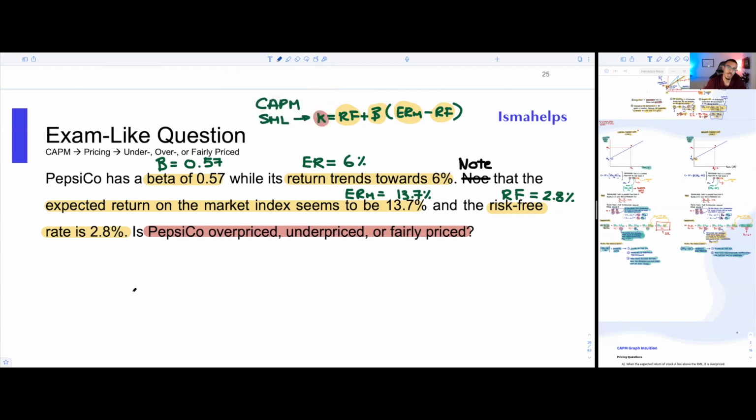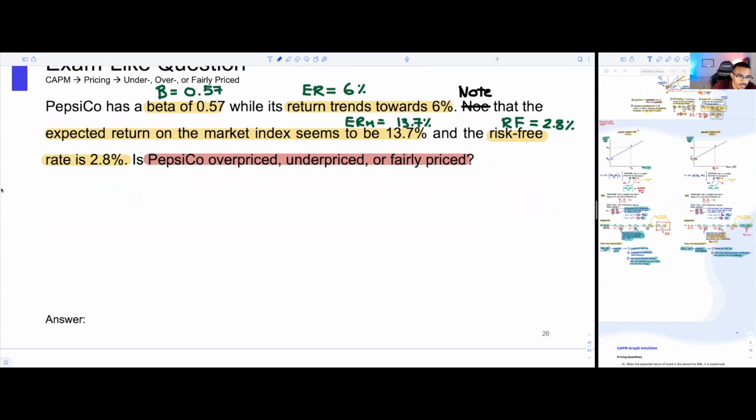So let's go about doing that. We would say that K is equal to 2.8% plus 0.57 times (13.7% minus 2.8%), and we will be able to find the required rate of return on PepsiCo. Now, this is the first time I've ever done this question, so I'm going to go ahead and plug in all of this into my formula on Symbolab.